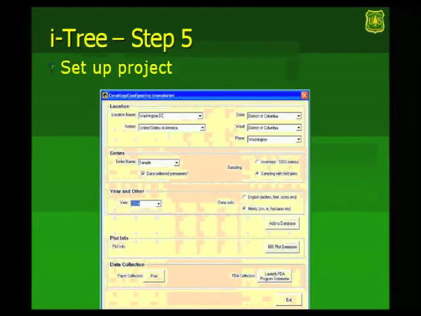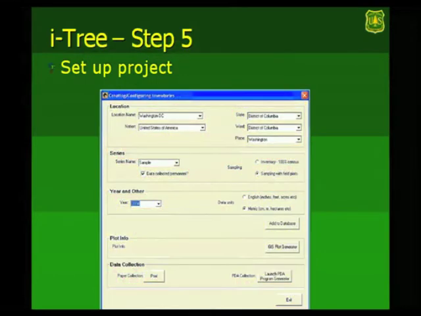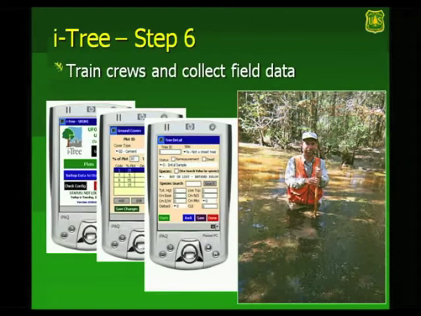There's a setup program within the iTree program that just tells the basic information. So you're setting up a basic project within the iTree Eco itself. And once you've got all that information set up, you can go out in the field, train the crews, and collect the data.